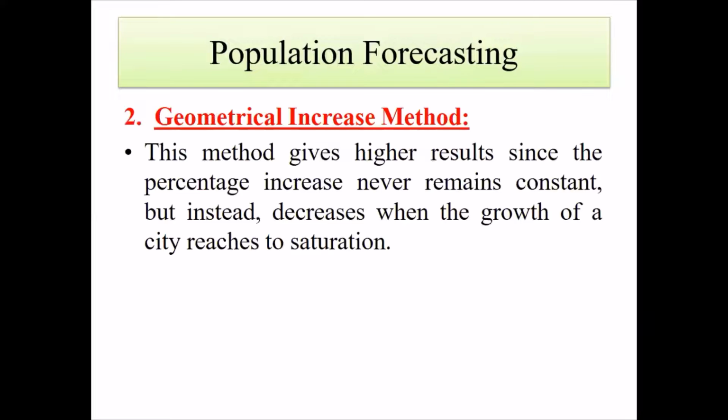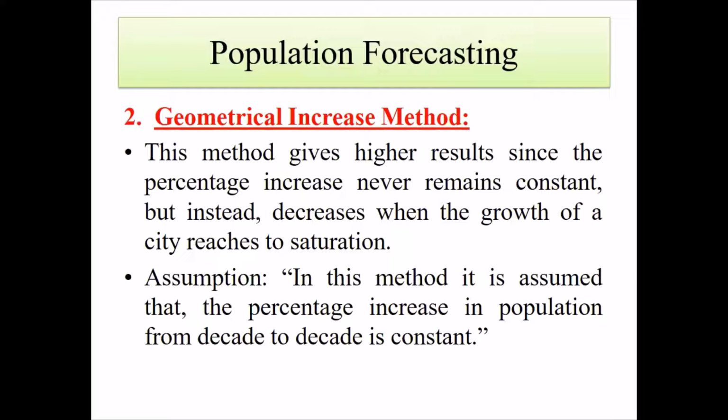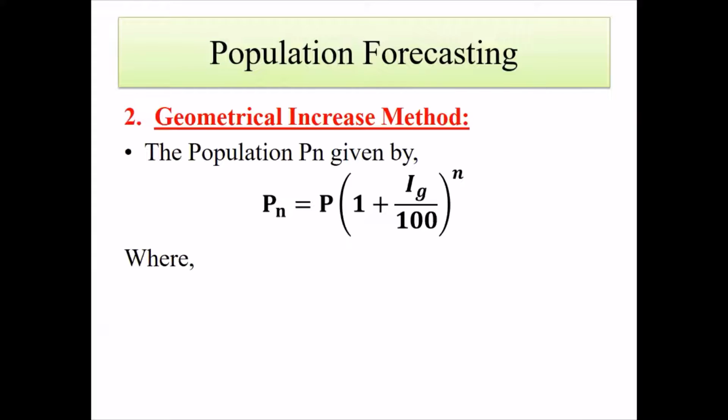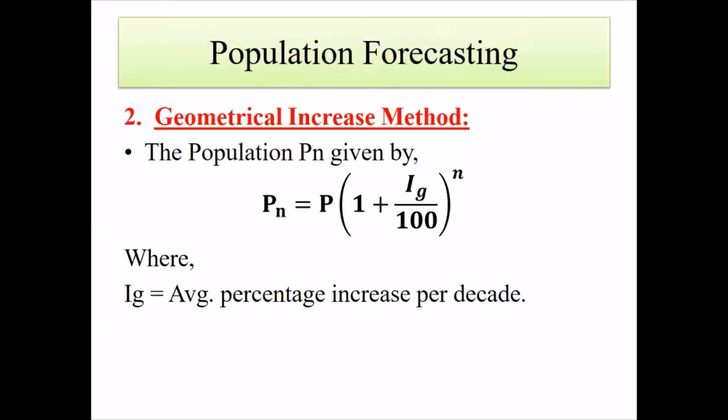So second method is the geometric increase method. This method gives higher result since the percentage increase never remains constant, but instead decreases when the growth of a city reaches saturation. Assumption in this method: it is assumed that the percentage increase in population from decade to decade is constant. So this is the formula for the geometric increase method. Pn is equal to P into (1 plus Ig divided by 100) raised to n, where Ig is equal to average percentage increase per decade.